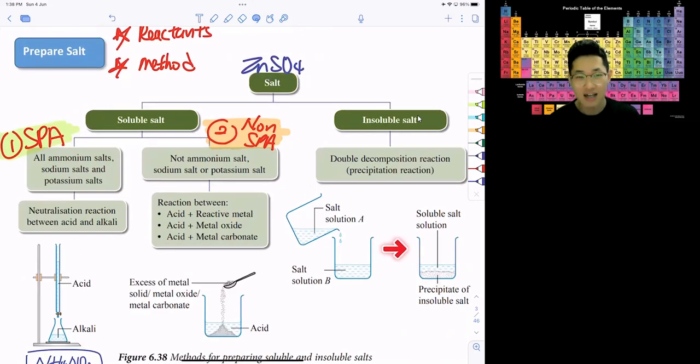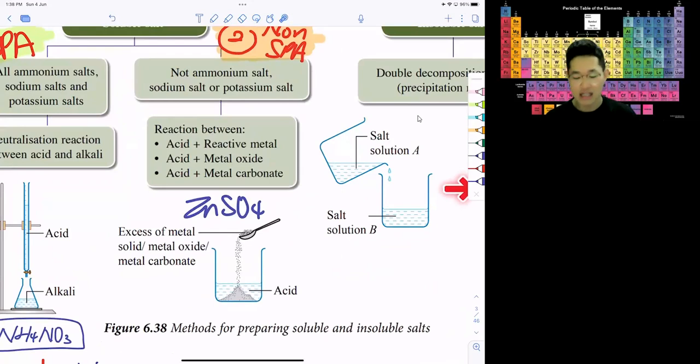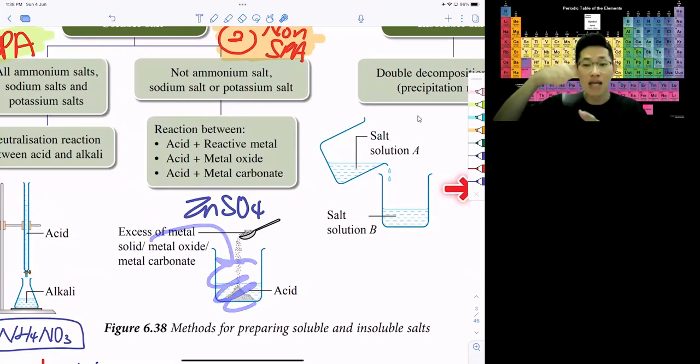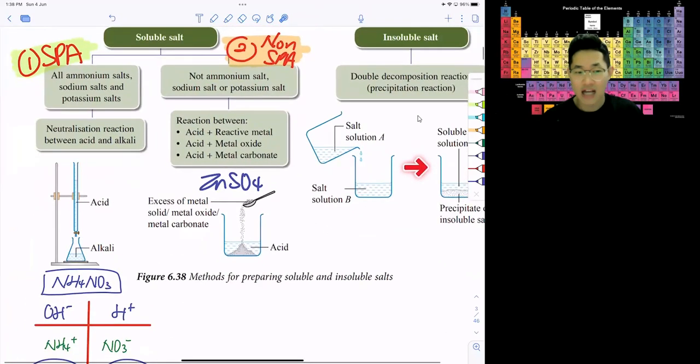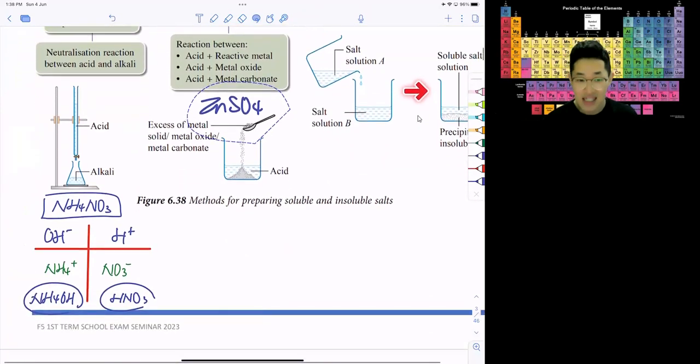Okay, it comes here, and is it soluble spa or non-spa? Got spa or not? No spa, yeah, okay, no sodium, no potassium, and no ammonium. So this is non-spa. So you can see the method of preparing non-spa salt is by making Milo. You just put the powder in with the acid, you mix, you get the salt. Not that complicated compared to the soluble spa salt. Later I will explain why. But now let us find the reactant first.